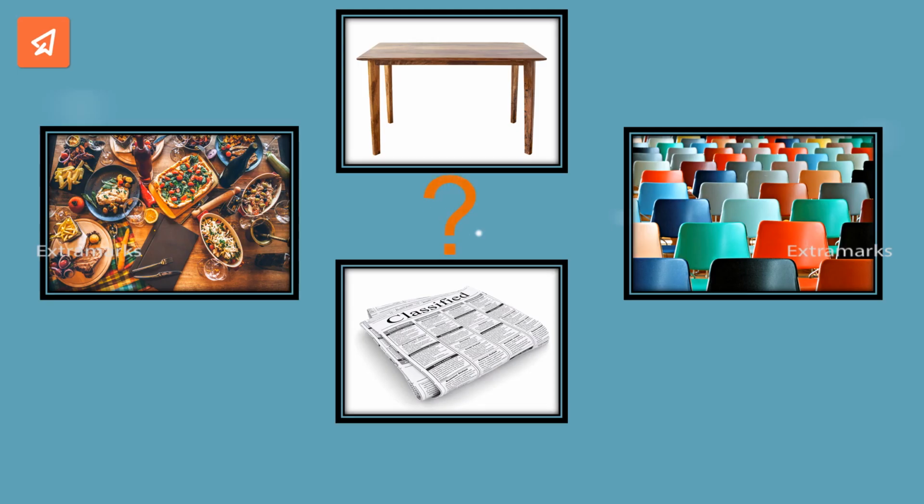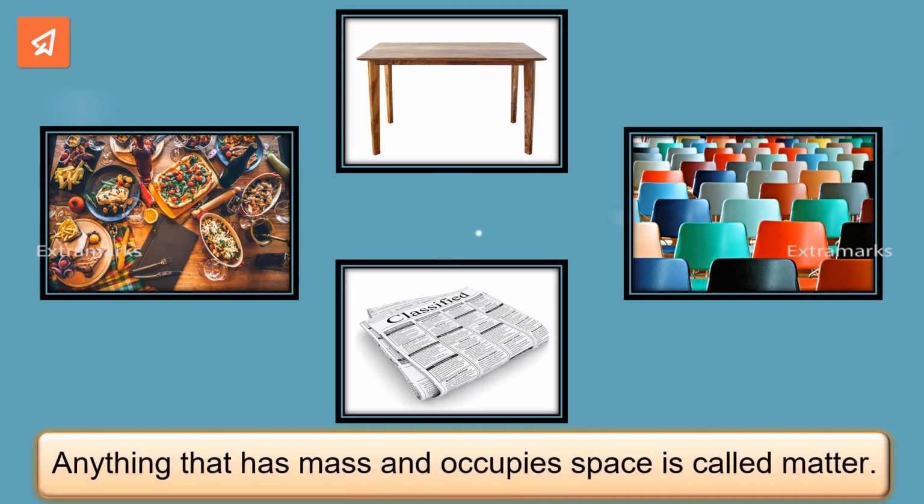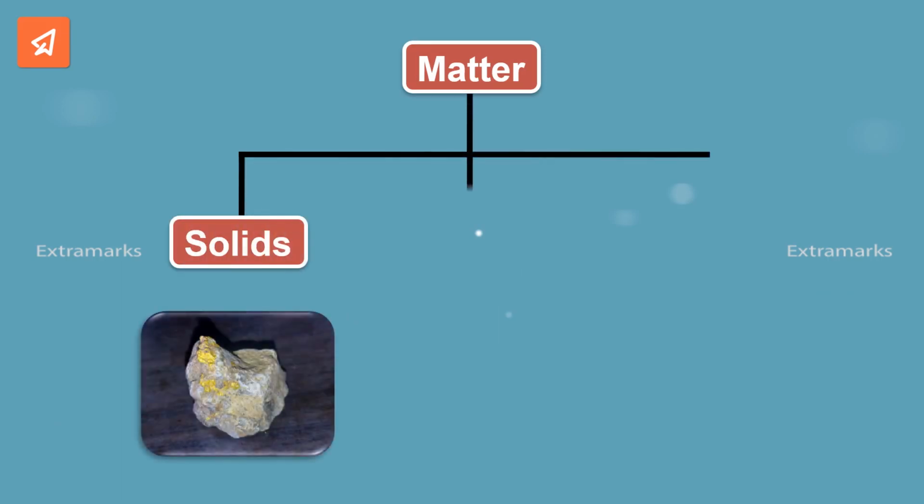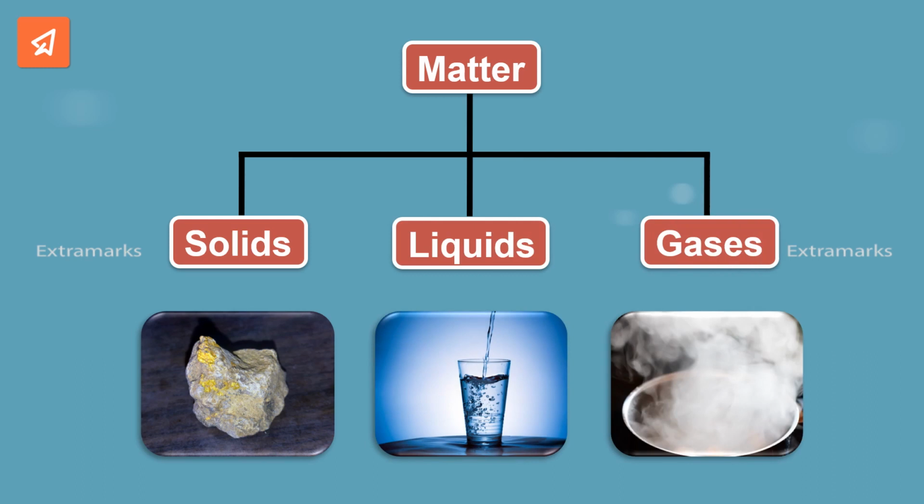So, what is matter? Anything that has mass and occupies space is called matter. Based on the differences in the physical characteristics of the particles of the matter, matter exists in three main states, namely solids, liquids, and gases. Here we will learn only about solids and their properties.